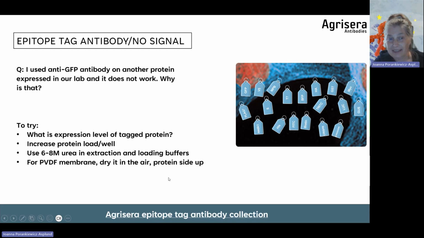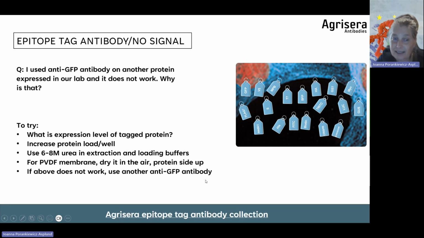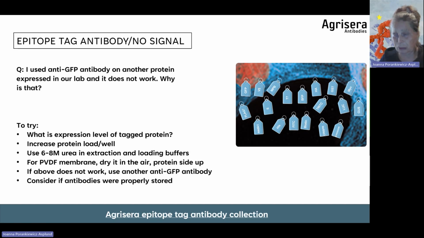For PVDF membrane, as you heard in previous slides, you can also dry it in the air, protein side up, which will fix proteins to the membrane and further unfold them. If the above doesn't work, you need to change to another GFP antibody. You also always have to consider if your antibodies were properly stored, because that can lead to their inactivation. Some antibodies have a certain shelf life, which should also be specified on the product information sheet.